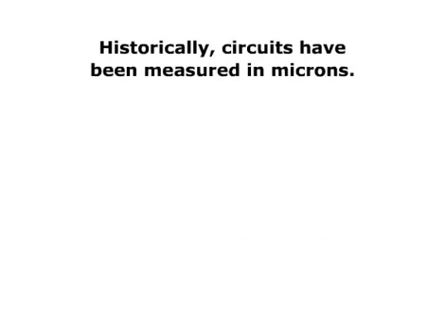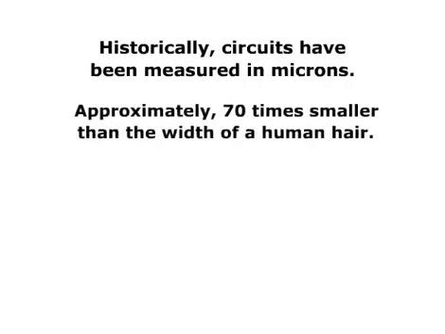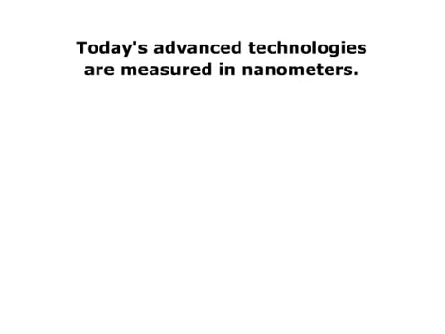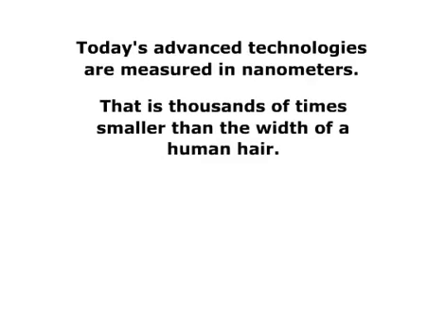Historically, circuits have been measured in microns, or 1,000th of 1 millimeter, approximately 70 times smaller than the width of a human hair. Today's advanced technologies produce circuits so small they are measured in nanometers, or 1,000th of 1 micron. That is thousands of times smaller than the width of a human hair.